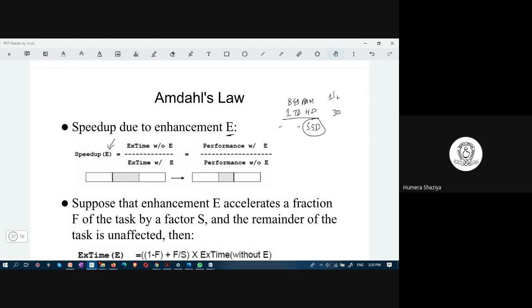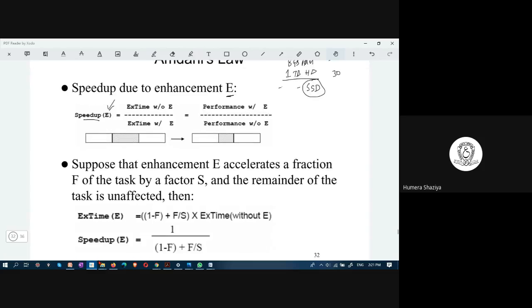That way, I can measure the performance before adding this SSD, after adding this SSD, and then whatever speed up improvement I got. Okay, that is measured.